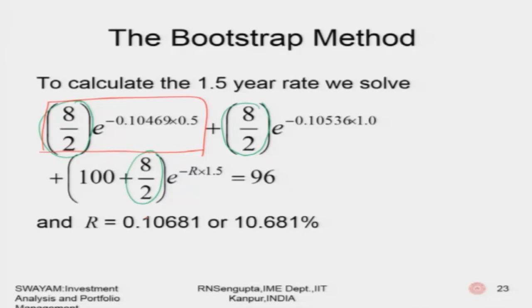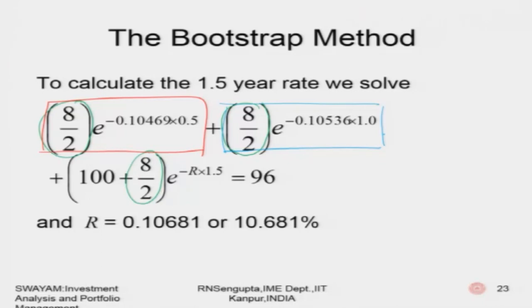For the next value, which was 8 by 2, which is being paid after 1 year, I will use the color 8 by 2 into e to the power minus, because I am trying to bring it to the present, which is basically e to the power minus RC into T, T is 1, and this value of 10.53 was basically the continuous compounding interest rate calculated for 1 year. And for 1.5 year, we do not know. But obviously, you should ask the question, what would be the value based on which we can balance this and find out the exact value.